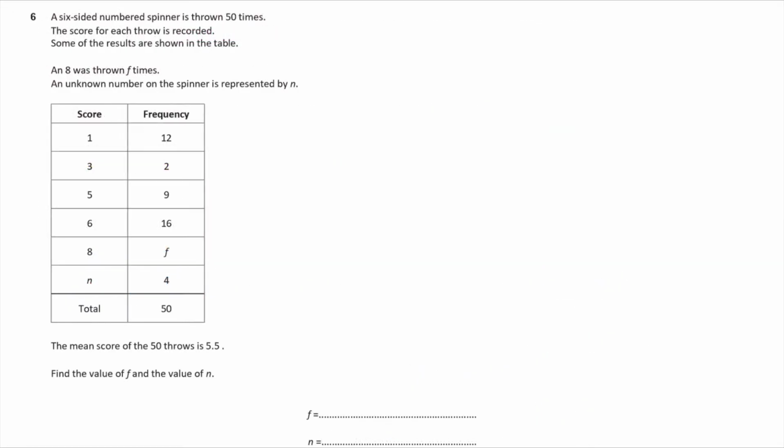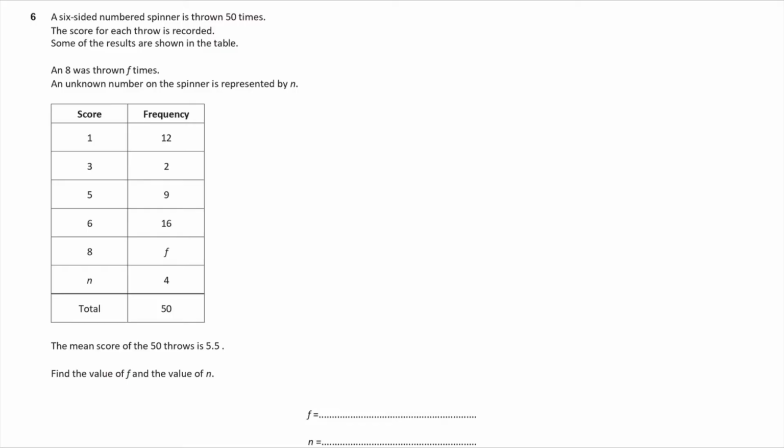Question 6. A 6-sided numbered spinner is thrown 50 times and the score for each throw is recorded. Some of the results are shown in the table. An 8 was thrown f times. An unknown number on the spinner is represented by n. Okay, the mean score of 50 throws was 5.5. Find the value of f and the value of n.